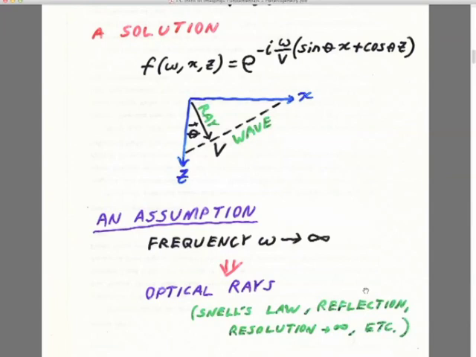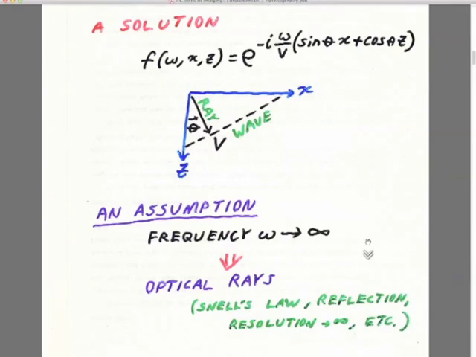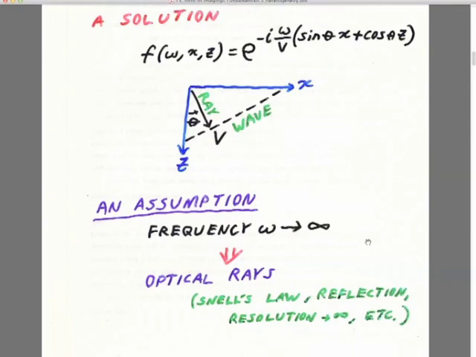You get Snell's law. You get equal angle of reflection and transmission. You get reflection coefficients that are pretty easy to calculate. Your resolution is infinite, okay, but you can deal with the resolution differently and consider the finite frequency separately, without disturbing your computation of the geometry through Snell's law.